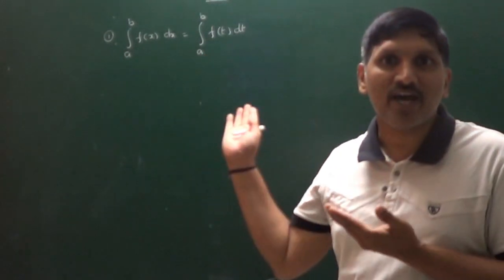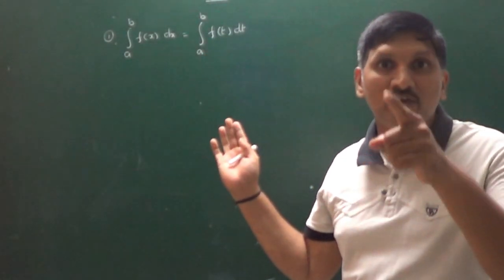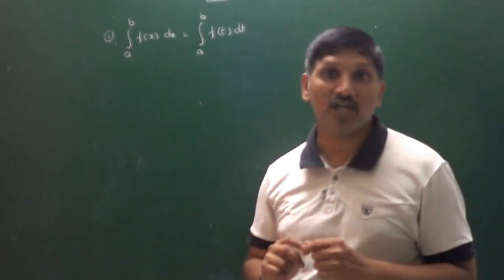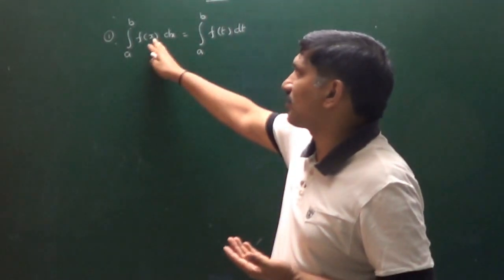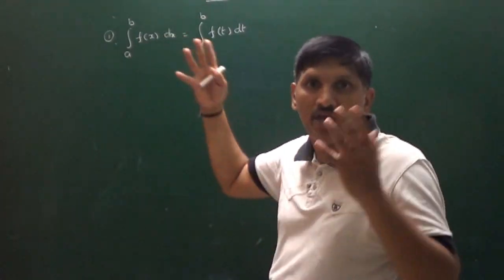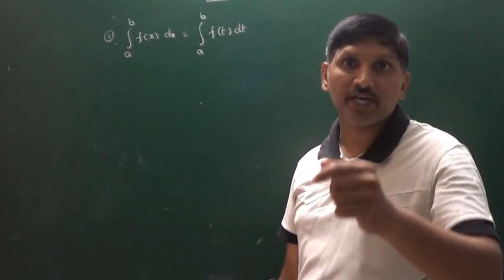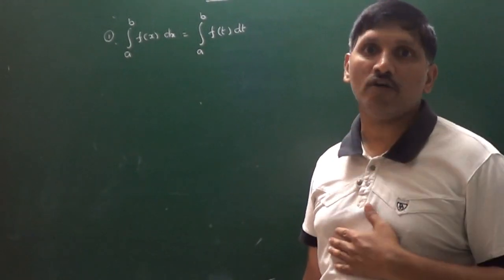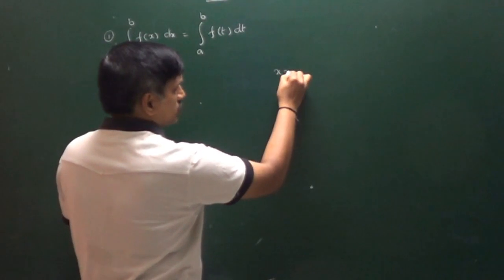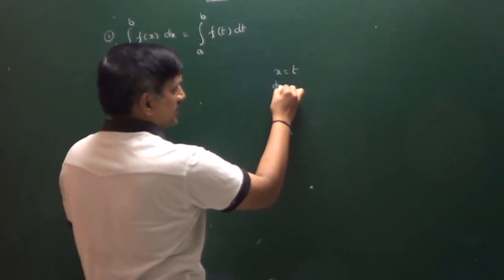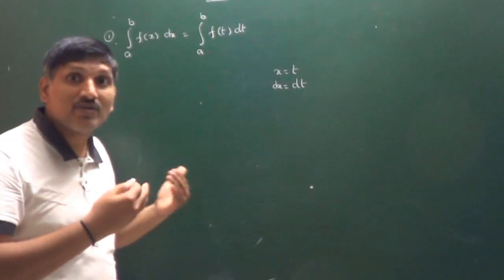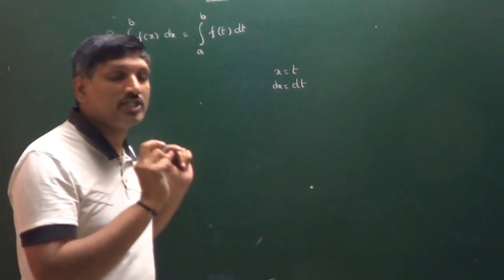That means the definite integral is independent of change of variable. We are changing the variable, but the definite integral won't be affected. Whether it is f of x dx, f of y dy, f of alpha d alpha or f of t dt, it won't be affected. How? Let us take the substitution x is equal to t. Whenever we take x equal to t, we can take dx equal to dt. And whenever we take a substitution, we have to change the limits also.